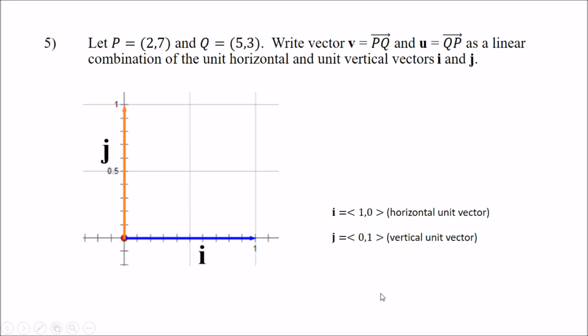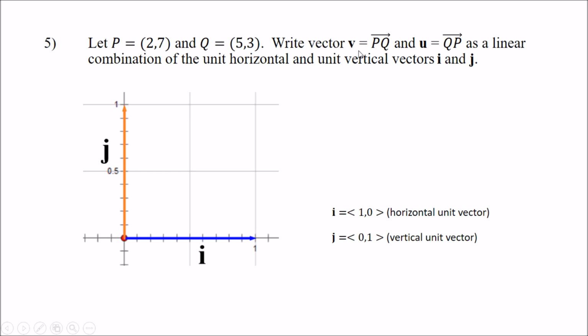Now we come to the linear combinations. We have our unit horizontal vector i, which is 1 unit to the right and no units vertically, and our unit vertical vector j, which is 0 units horizontally and 1 unit up. That makes that my vertical unit vector.